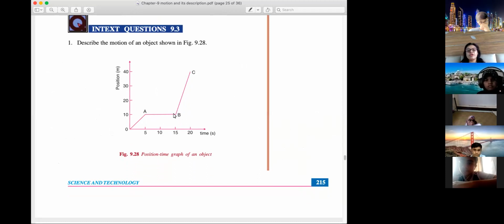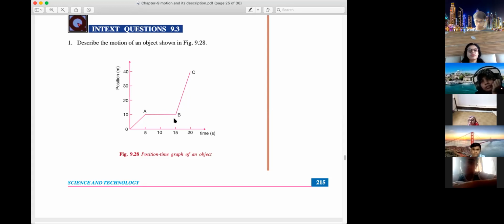Now A to B, what is happening from 5 to 15 second? The object is not moving. Not moving, so it is at rest because the position remains same. So whenever a horizontal line is there, remember the object is at rest. Again from B to C, that means from 15 to I think it is 20. So 15 to 20, what is happening?